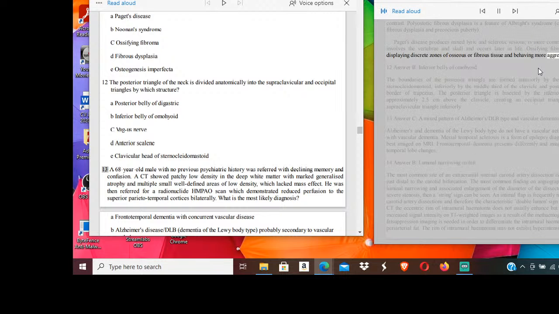Answer B. Inferior belly of omohyoid. The boundaries of the posterior triangle are formed anteriorly by the posterior border of sternocleidomastoid, inferiorly by the middle third of the clavicle, and posteriorly by the anterior border of trapezius. The posterior triangle is bisected by the inferior belly of omohyoid approximately 2.5 centimeters above the clavicle, creating an occipital triangle superiorly and a supraclavicular triangle inferiorly.